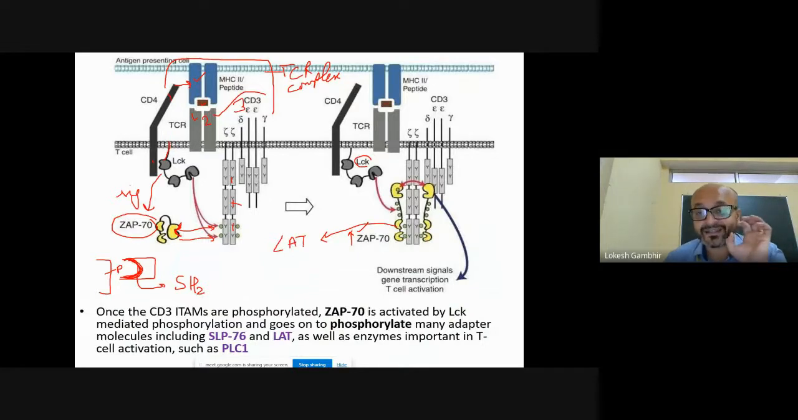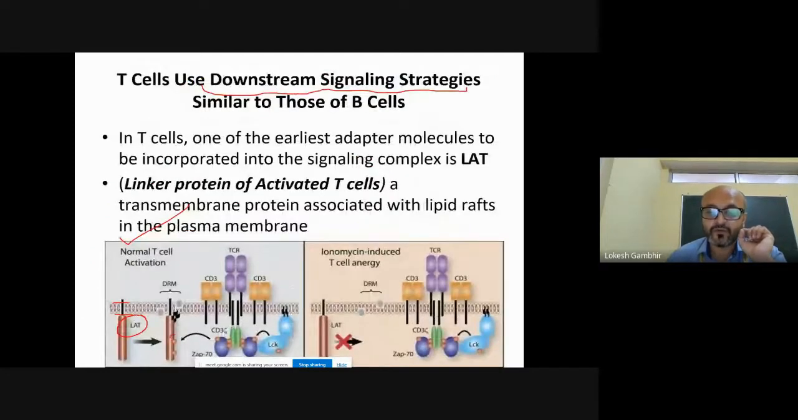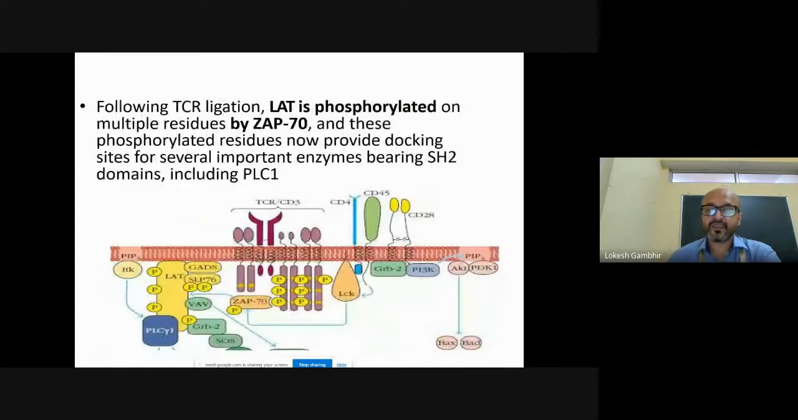Now, when I say activation, I mean it will induce the phosphorylation of that particular molecule. This is how the complete narration is. ZAP70 is activated. It has now activated the LAT. There are multiple phosphate residues that are attached to this LAT. And now this particular LAT protein will serve as the platform where multiple people can come and stand.